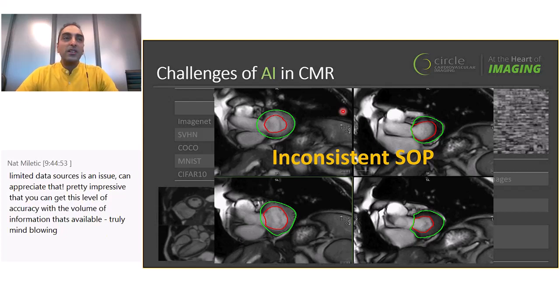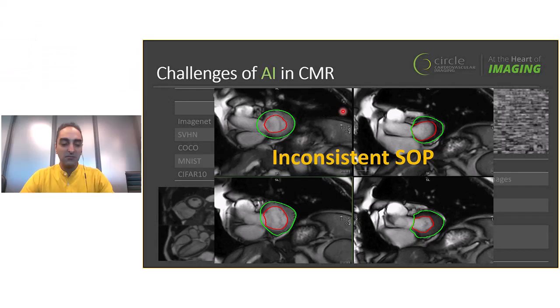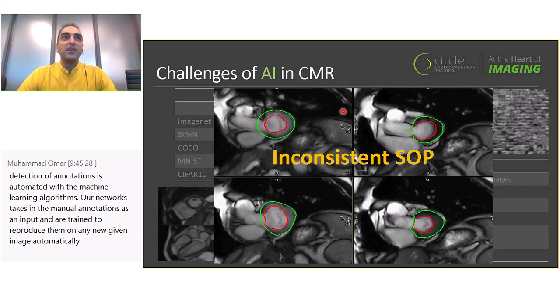Do we then go and train a specific neural network for each independent institution that we're selling our software to? That is really not tractable, because what happens if that SOP changes? Do we then have to get new data and retrain our networks to that? That doesn't seem feasible. So how do we solve this problem?